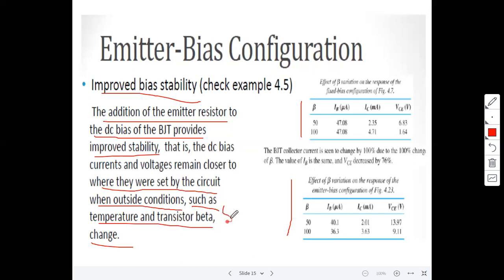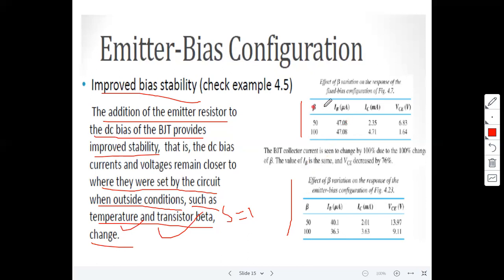So the stability of the circuit configuration is very, very high compared to fixed bias. Why? Because S is equal to 1. That means the operating point does not change with respect to outside conditions such as temperature change or beta change. Beta change means transistor replacement change, etc.